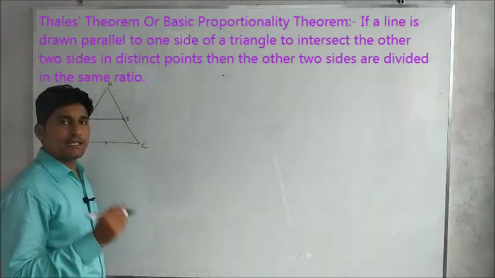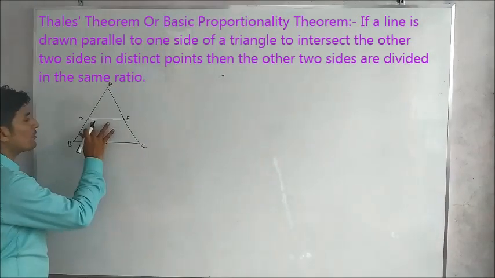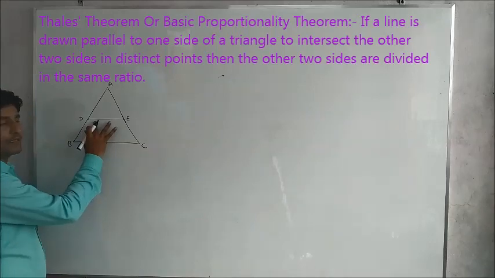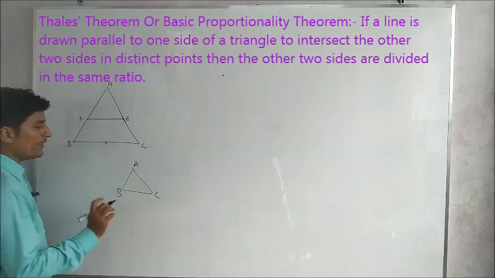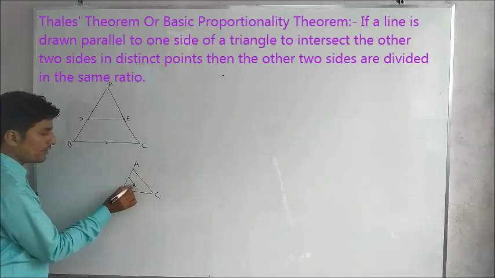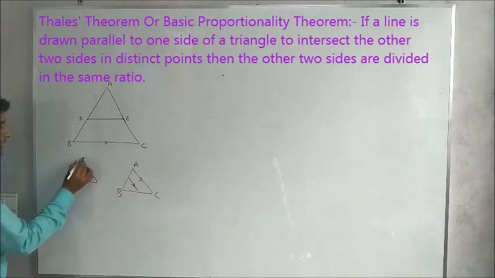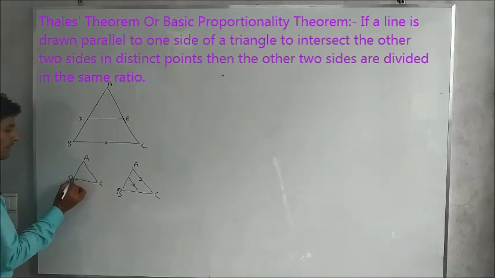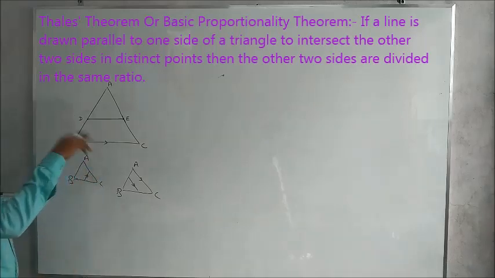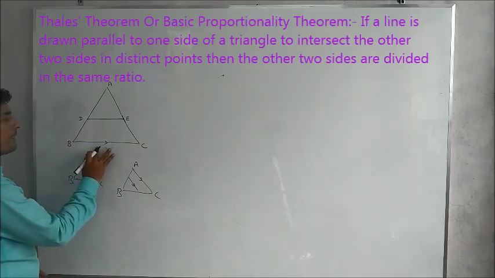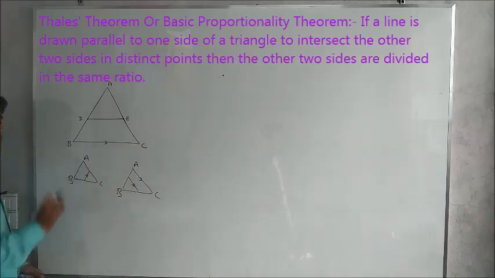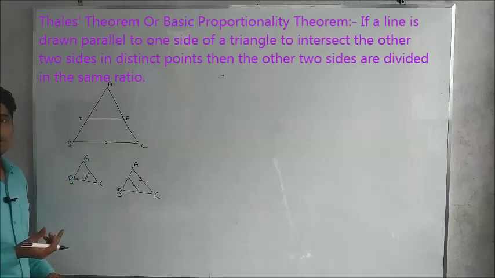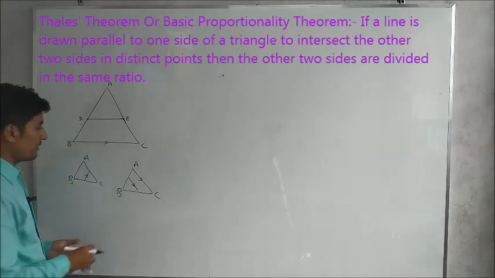Now let us see here. It is not necessary that we draw the line parallel to BC. In triangle ABC, we can also draw the line parallel to AC, or the line parallel to AB. We can take any case. Either we draw the line parallel to BC, or parallel to AC, or parallel to AB. In all three cases, we have the same option.